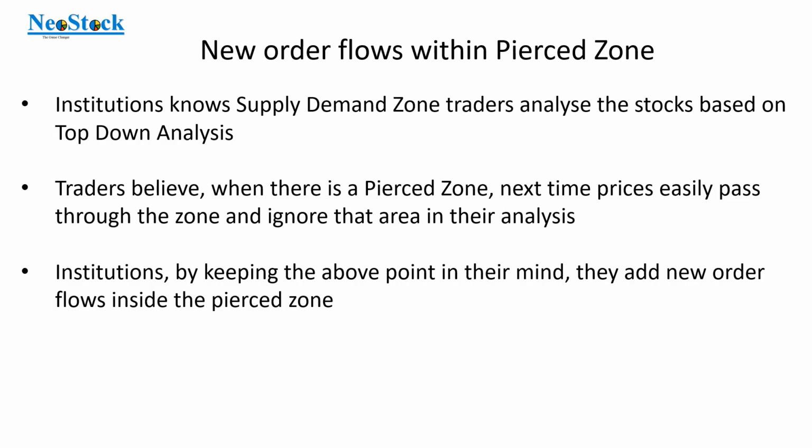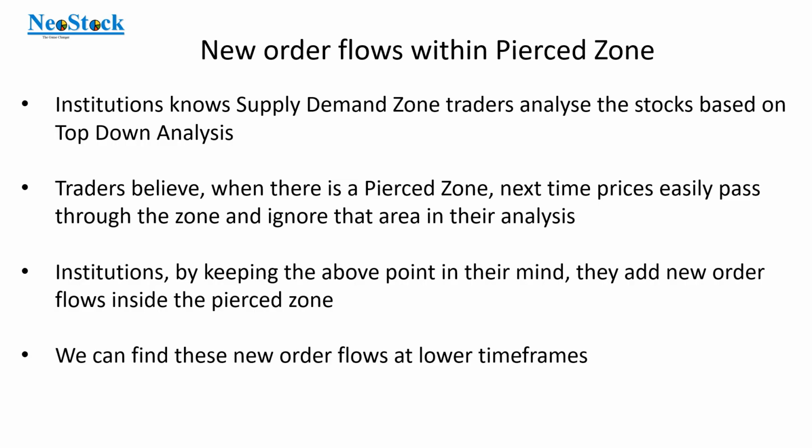From where are they moving? From these traps area or lower time frame horizon area. They pick up the orders and they will be moving up. At that time they will add new order flows. And we are ignoring those order flows. We can find these new order flows at lower time frames.